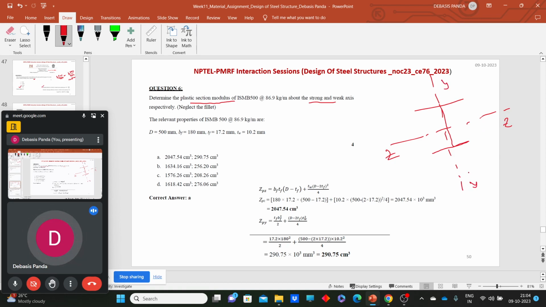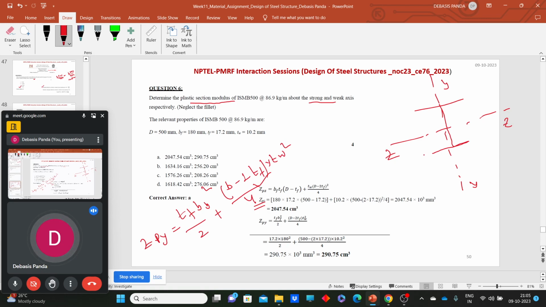So we have already seen how to calculate the required sectional modulus about Z axis. And if we simplify this equation, it stands out to be BF TF into bracket D minus TF, where D is the overall depth, plus TW into D minus 2TF whole square by 4. Now put all these values in this equation, and you can calculate the ZPZ value and ZPY value. The equation for it we have already seen. The simplified equation comes as TF into BF square divided by 2 plus B minus 2TF divided by 4 into TW square.